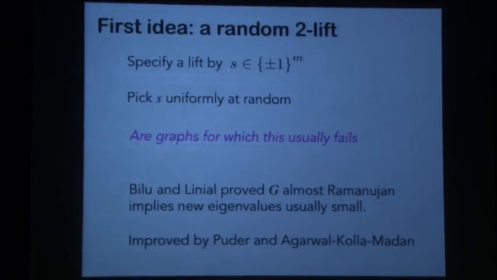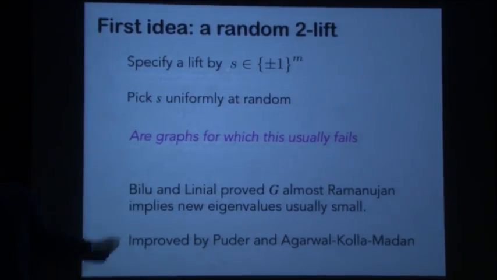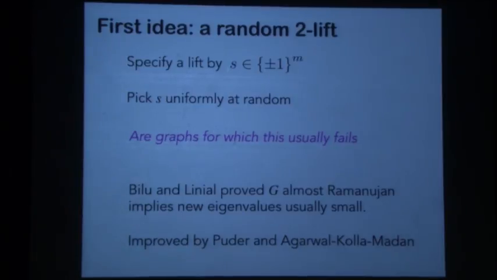Yes, it depends. There's a trade-off between how small and how almost you have. But if you have a log factor next to the square root of d, then it's maintained. So yes, you can get infinite families this way. They are still good expanders.